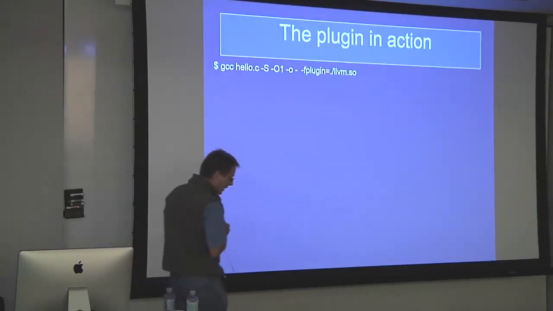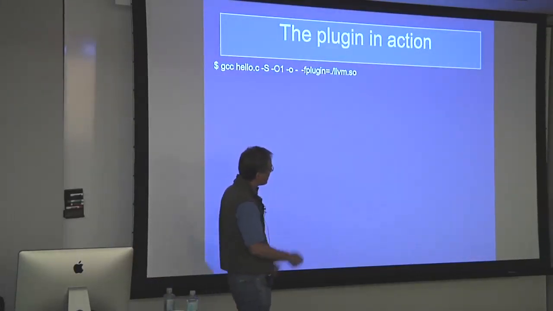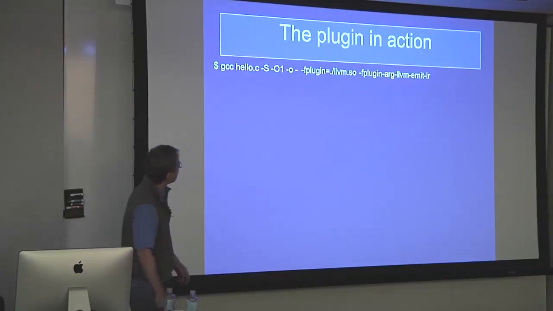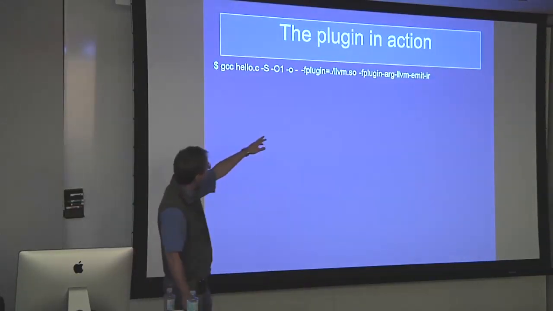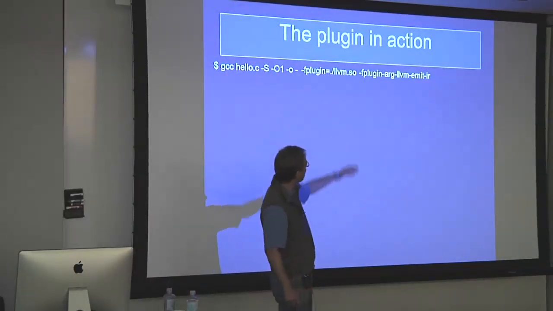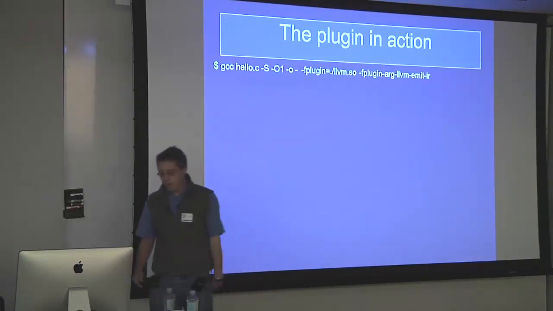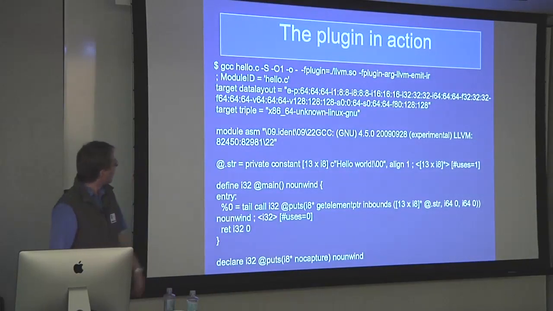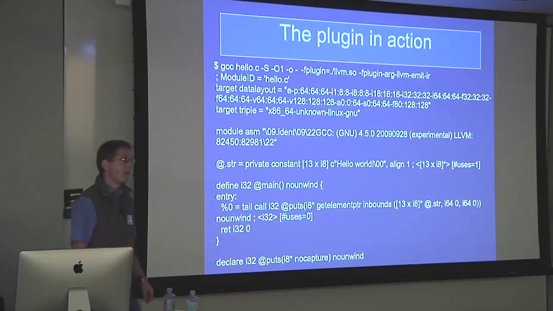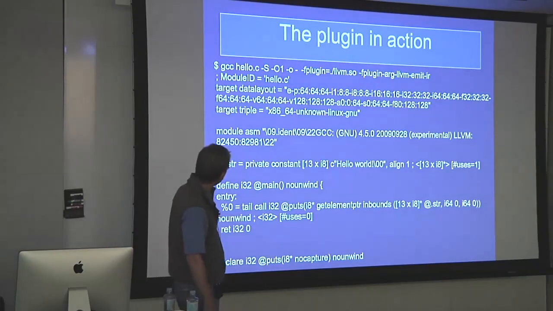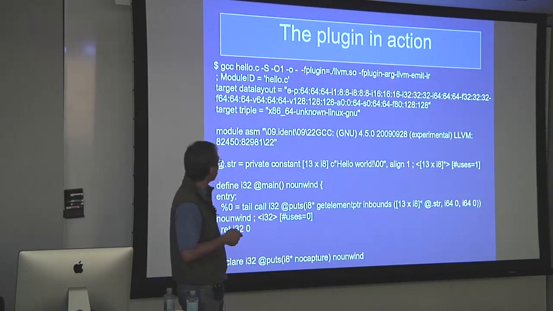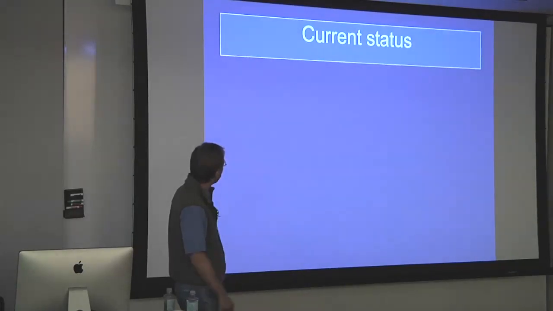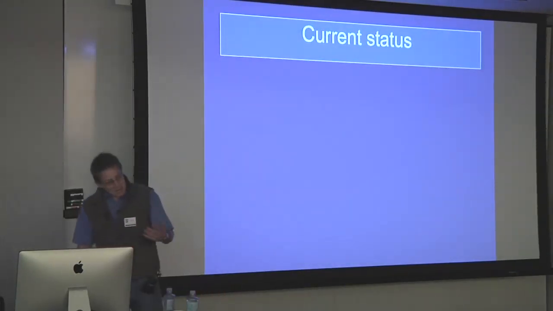This plugin can also take options. This GCC plugin architecture has a way of specifying options: -fplugin-arg, the name of the plugin, and then whatever it is. So if I want to output LLVM bitcode directly, I just add this, and kaboom, there you are. So that's the concept. And it can compile hello world.